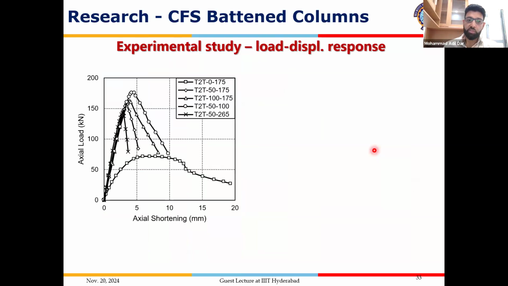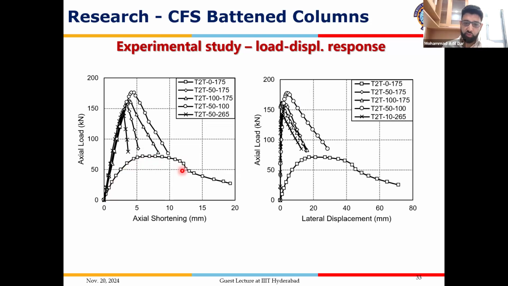Moving on to the load displacement response. Here you can see all the short columns exhibiting a nearly linear trend till the peak load, then a sudden drop due to local buckling. In the intermediate column slenderness range, we have flexural buckling followed by local buckling, collectively known as interactive buckling. A similar observation is seen in the load versus lateral displacement response.